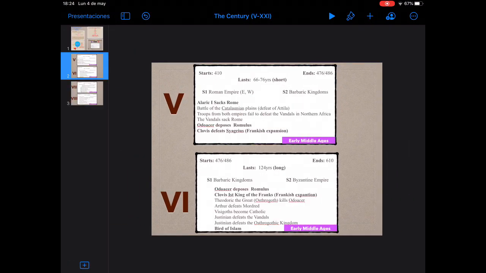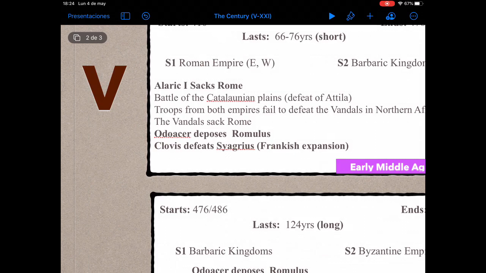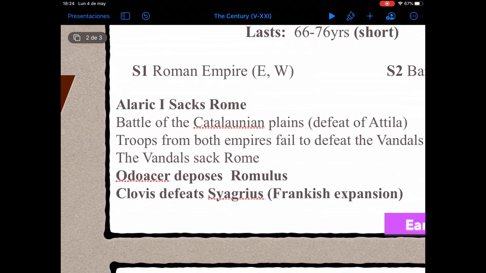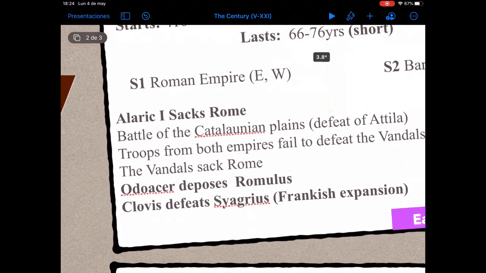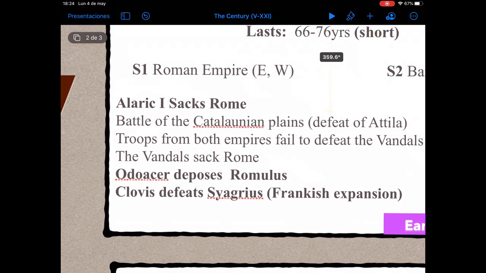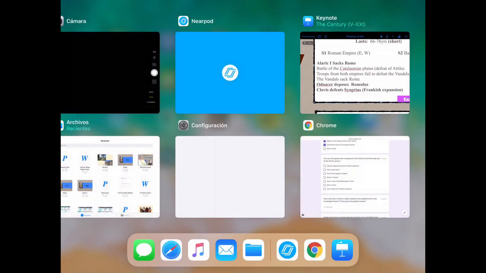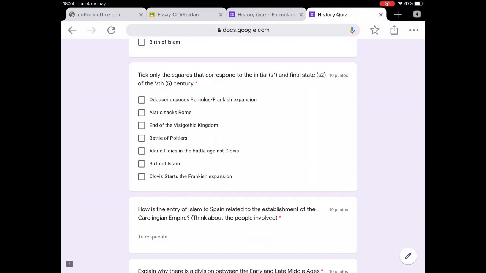So all you have to do is go to century number 5, Roman Empire and barbaric kingdom. So Alaric sacks Rome, and Clovis defeats Syagrius, or Odoacer deposes Romulus. We have two options over there. So we're going to go over here and we say Odoacer deposes Romulus, Frankish expansion, yes, and also Alaric sacks Rome. Those were the two correct options.